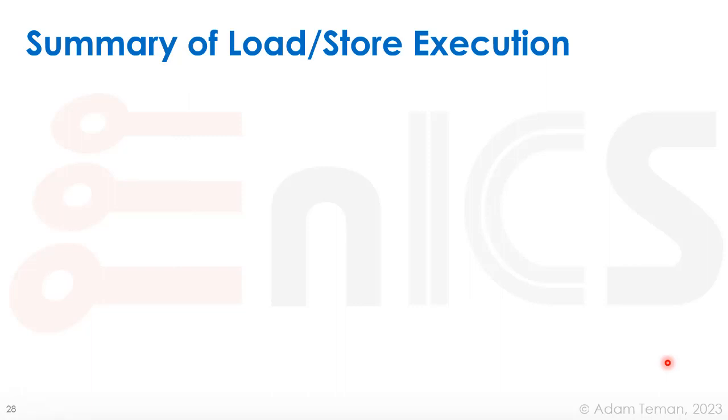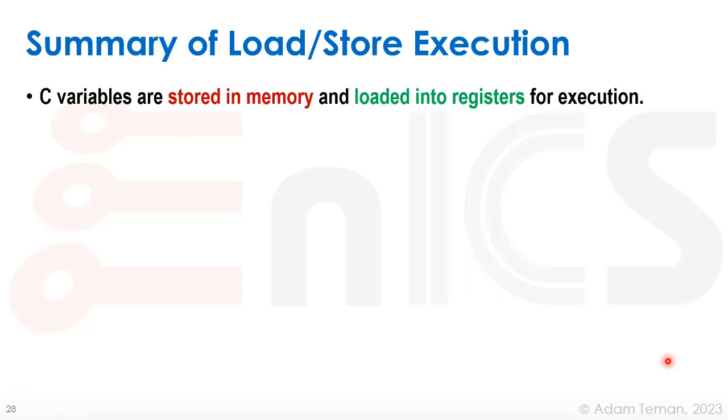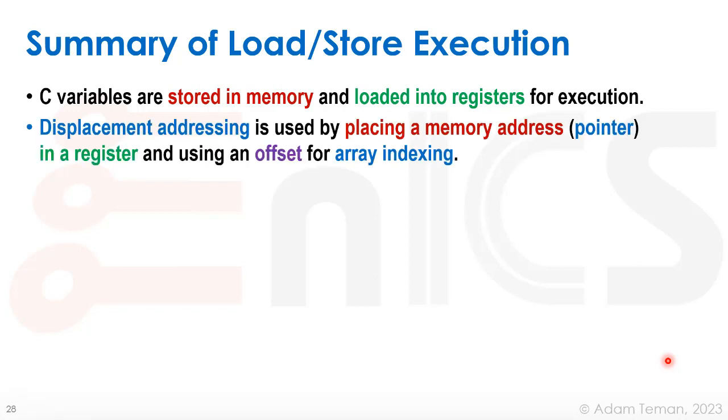So just as a summary of load and store execution, C variables are stored in memory, and they're loaded into registers for execution. Displacement addressing is used by placing a memory address, which is basically a pointer, inside a register, and using an offset for indexing the array or the string or whatever.